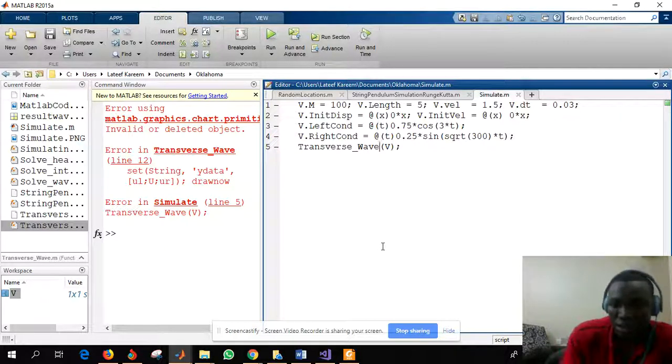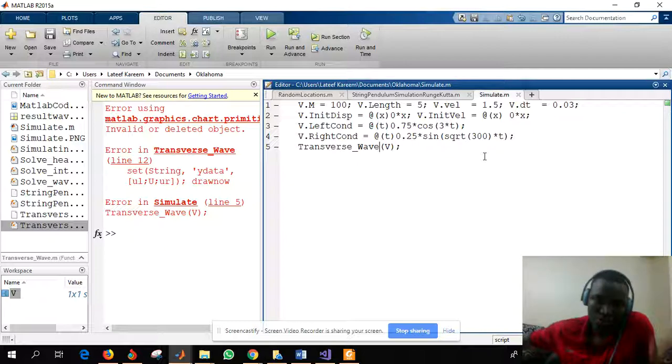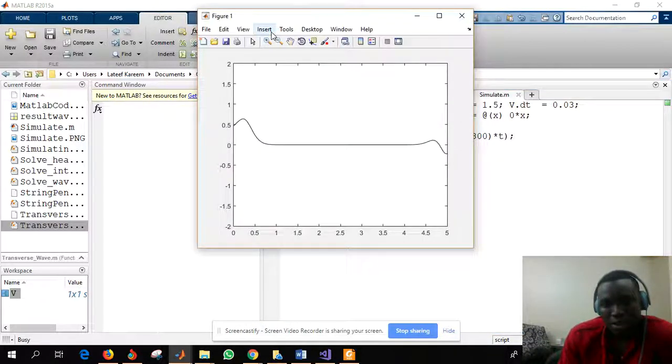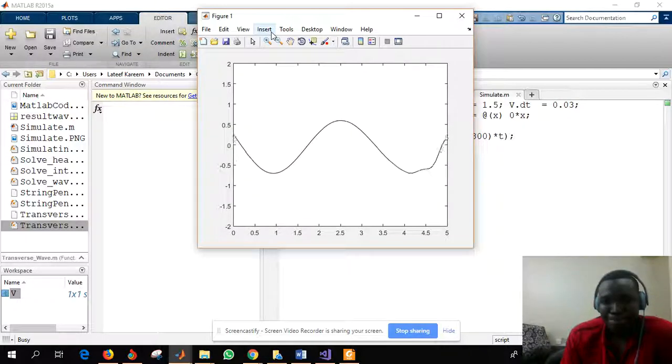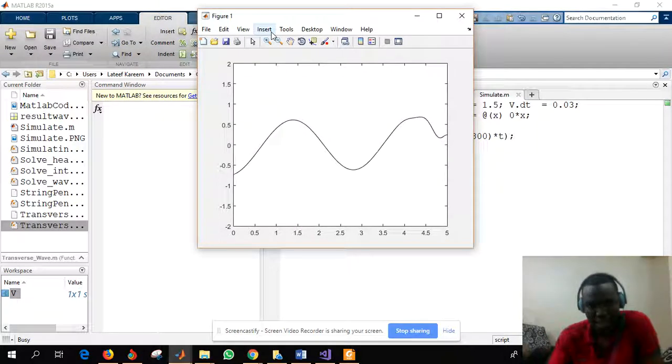So first, I'm setting the initial displacement to 0, initial velocity 0. I have the left boundary condition, I have the right boundary condition. There are two forcing functions coming from the left and the right. So if we run this, then you can see how the wave is coming from the right and then from the left and then out from the right too. We can make changes and then see how the solution works.